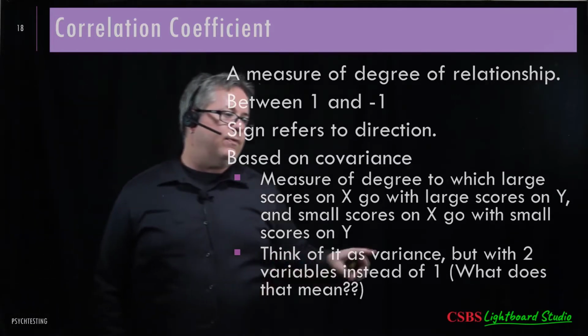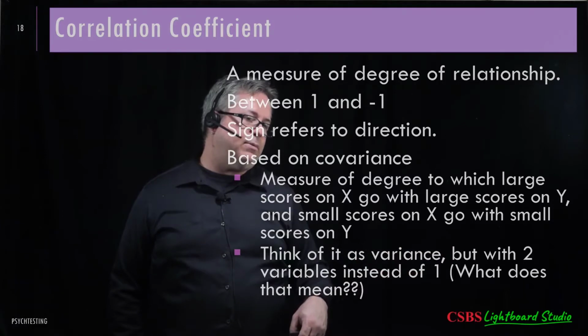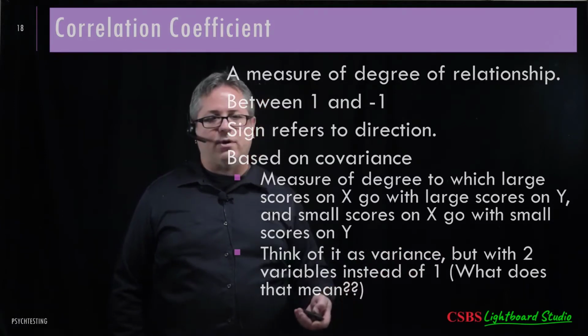So think of it as variance, but with two variables instead of one. You're probably going, what the hell does that mean? How do I get two variables into a variance?